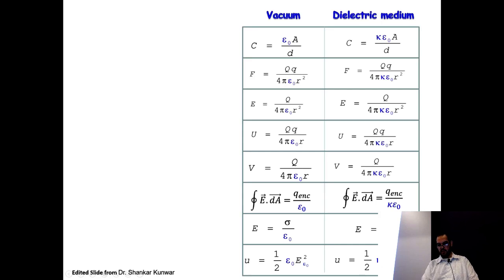So you have two things that you have to worry about. You have to multiply epsilon 0 by kappa in the equation, but you also have to remember the electric field, if it's a function of epsilon 0, and usually it is, then you have to multiply epsilon 0 by kappa there too. So this is the most tricky part, as we will see. Okay?